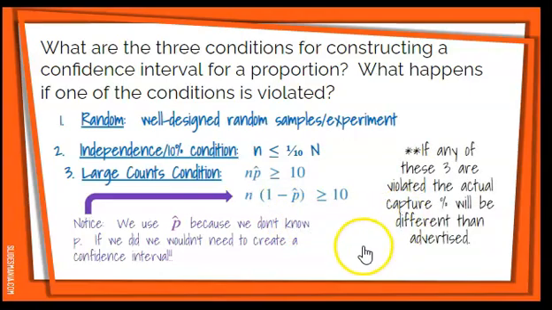So if any of these are violated, the actual capture percentage will be different than advertised. Like if you're trying to be 95% confident, but one of these is off, then you probably are only about 90% confident or even less. So that's what's going to happen if they fail one of these. You can still create the interval, it's just not as good as it's supposed to be.